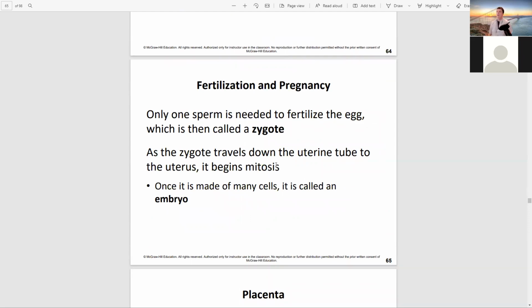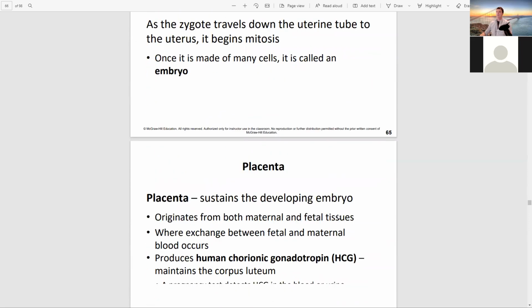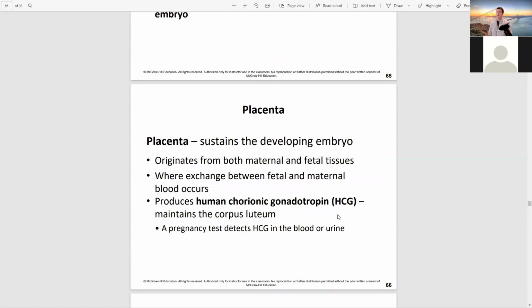So fertilization and pregnancy. Only one sperm is needed to fertilize the egg, which is then called a zygote. As the zygote travels down the uterine tube to the uterus, it begins mitosis. Once it is made of many cells, it is called an embryo. So the placenta sustains a developing embryo, originates from both maternal and fetal tissues, where exchanges between fetal and maternal blood occurs, and produces human chorionic gonadotropin, or HCG, which maintains the corpus luteum. A pregnancy test detects HCG in the blood or urine.